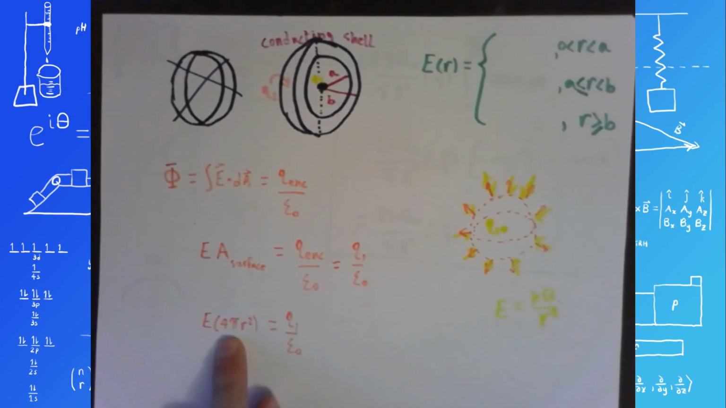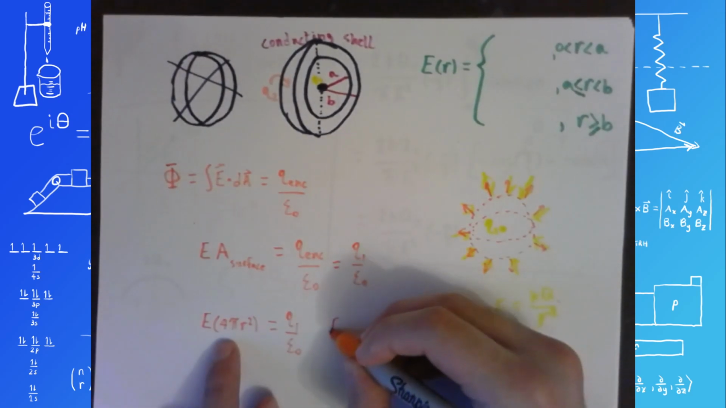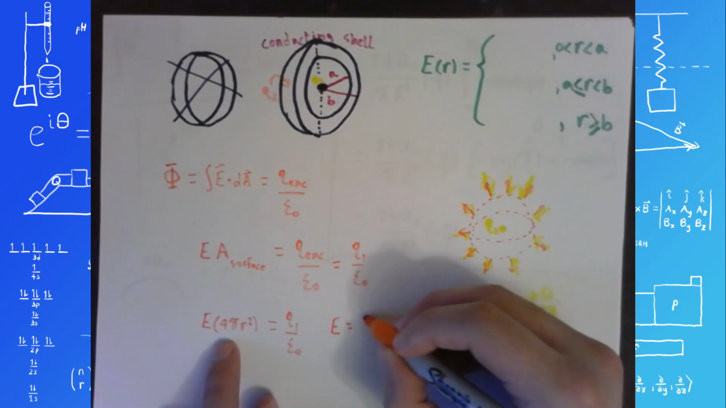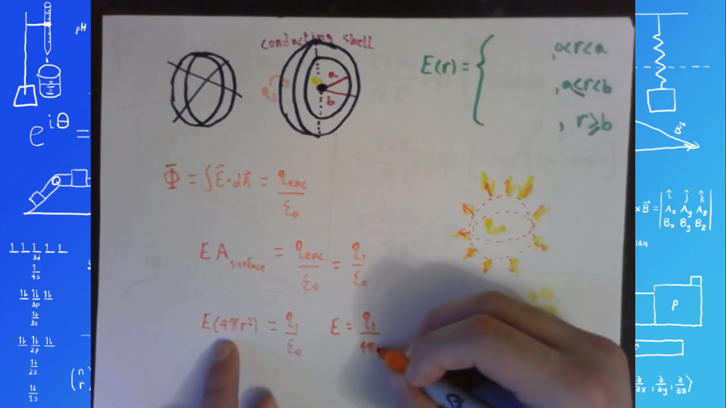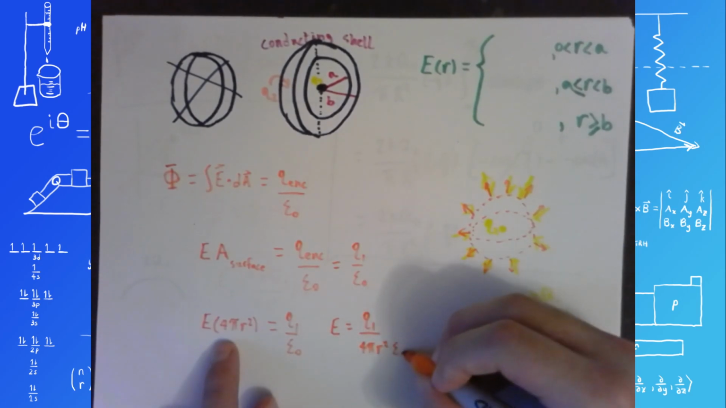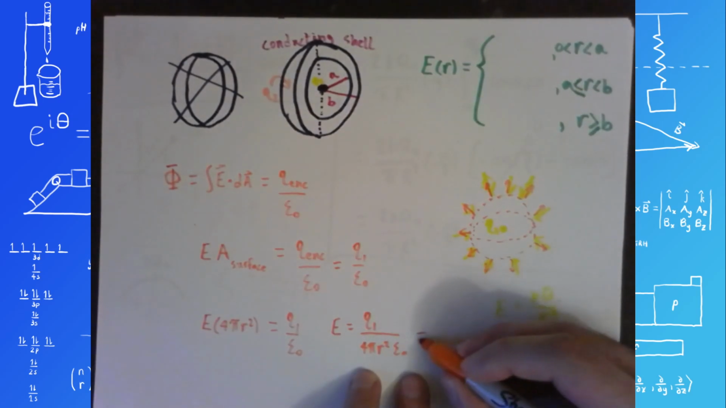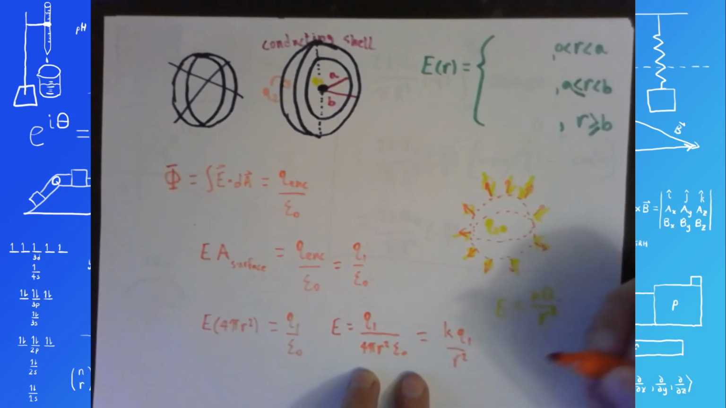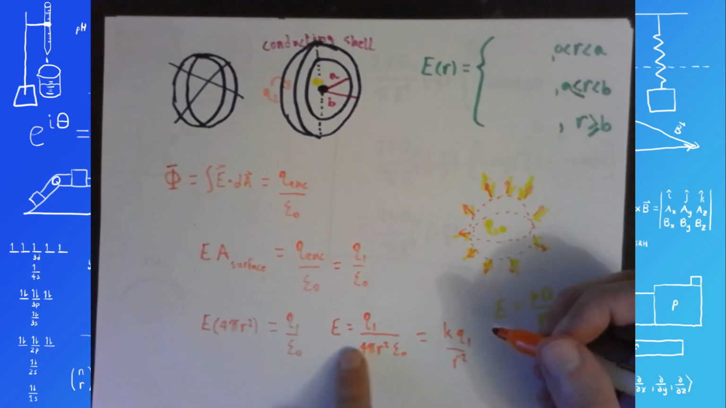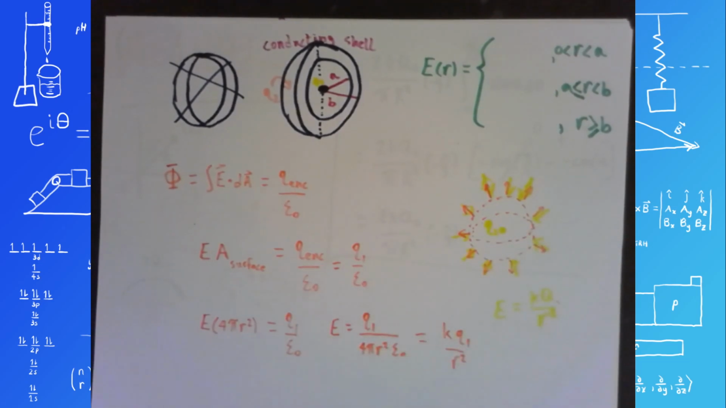Anyway, solving for the electric field, divide by 4 pi r squared, and we get the magnitude of the electric field equals Q1 over 4 pi r squared epsilon naught. This is the same as k Q1 over r squared, because 1 over 4 pi epsilon naught is equal to k. You can try it out on your calculator if you don't believe me.